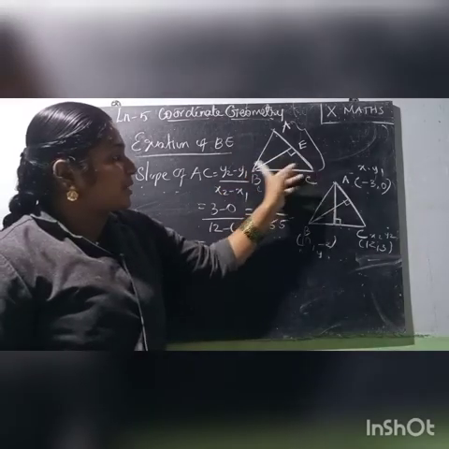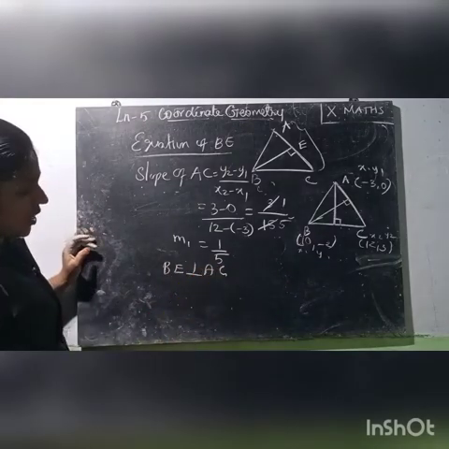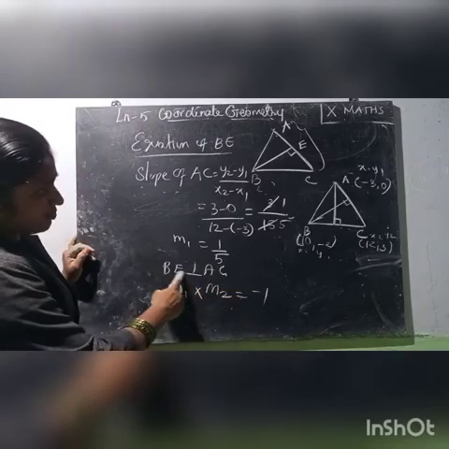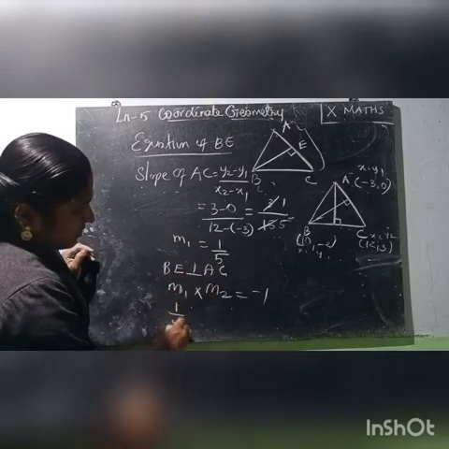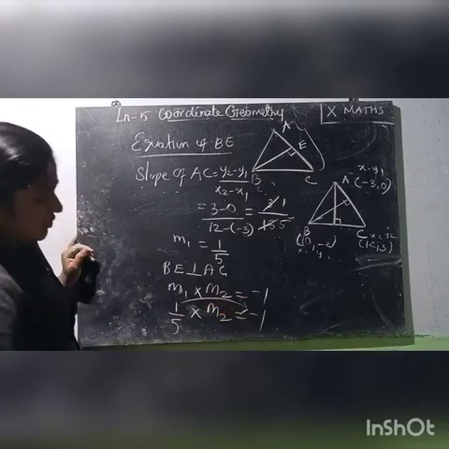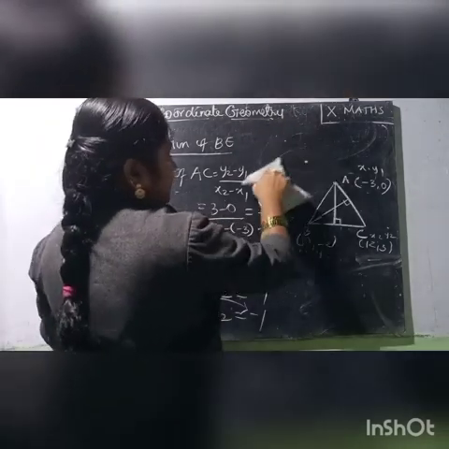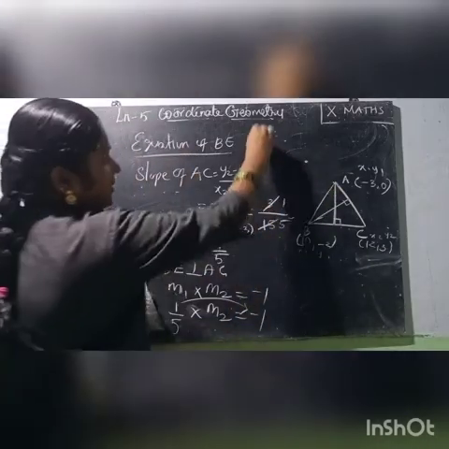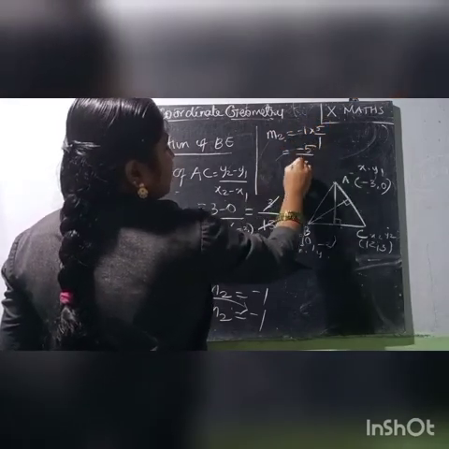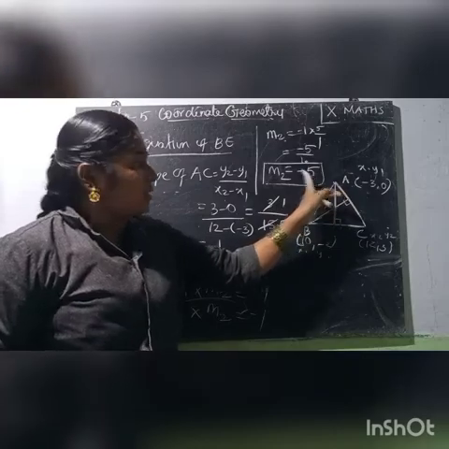We know BE is perpendicular to AC. So now M1 into M2 equal to minus 1. Now AC slope is M1, so that is 1 by 5. That is 1 by 5 into M2 equal to minus 1. Bring this 1 by 5 here, so it will change to 5 by 1. So we will get M2 equal to minus 1 into 5 by 1. So minus 1 into 5 is minus 5 by 1. So now M2 value is minus 5. So now the BE slope is minus 5.